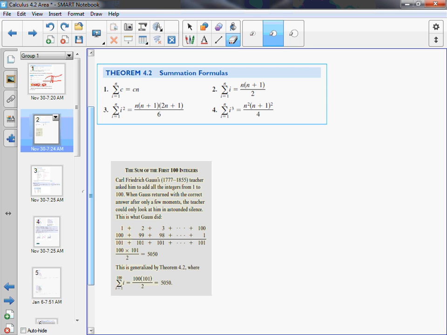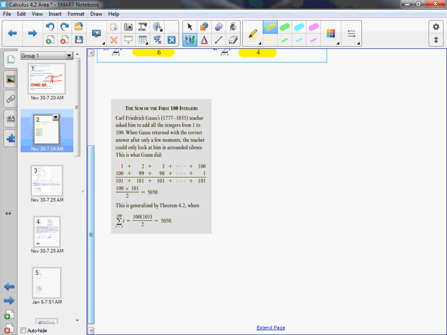All right, number 3. We have the sum from i equals 1 to n of i squared. And that's this nice, attractive little thing here. And then the fourth one is the sum from i equals 1 to n of i cubed, and it's that one. You'll need to know these. You'll memorize them as you use them, so don't make a big deal out of it. Okay? Y'all still hanging in there with me?